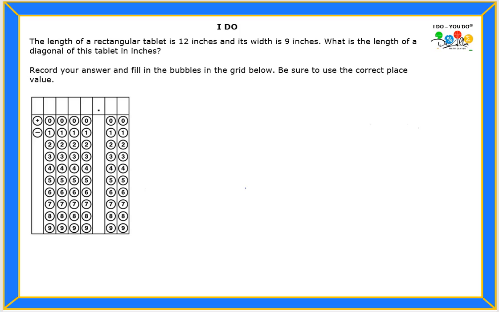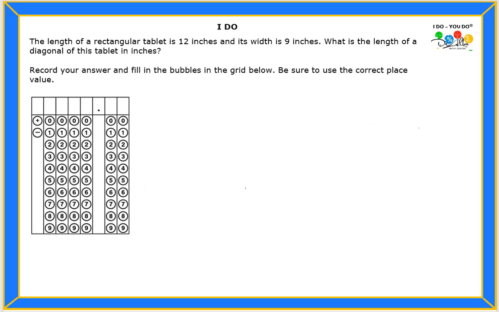It says, the length of a rectangular table is 12 inches and its width is 9 inches. What is the length of a diagonal of the table in inches? Record your answer and fill in the bubbles in the grid below. Be sure to use the correct place value.